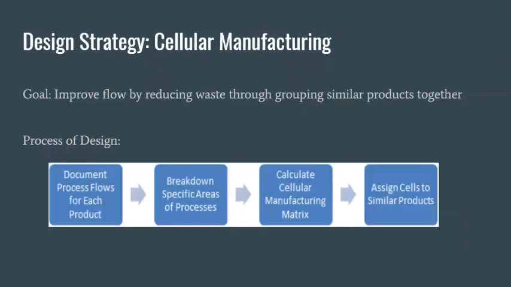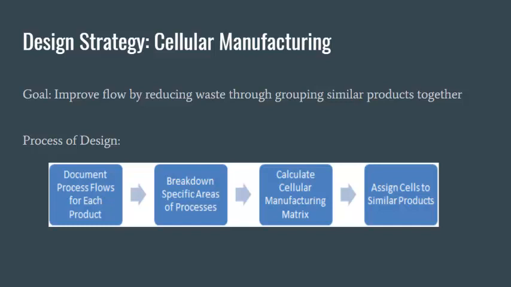Another design strategy that we also looked at was cellular manufacturing. The holistic goals of this method are to accelerate production as much as possible, manufacture a wide variety of similar products in close proximity while minimizing waste. The approach we took for this method is outlined as shown.